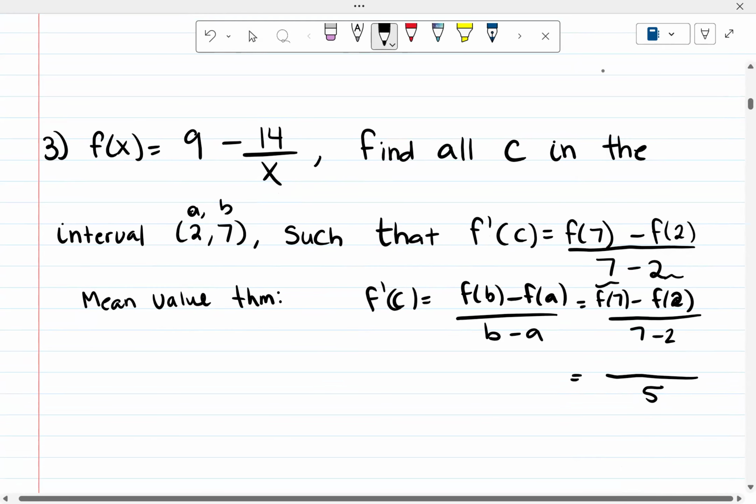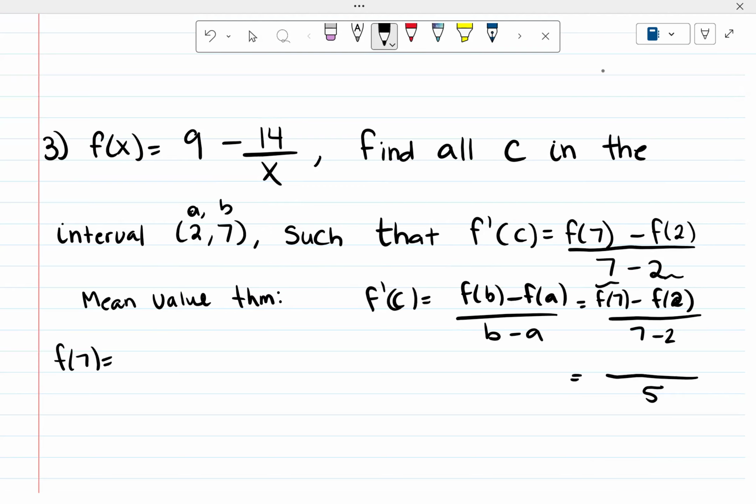So let's find f of 7. Go back to your regular f of x, and wherever you see x, plug in 7. Replace it with 7. So it's going to be 9 minus 14 over 7. Negative 14 over 7 is negative 2. 9 minus 2 is 7. So f of 7 is 7.